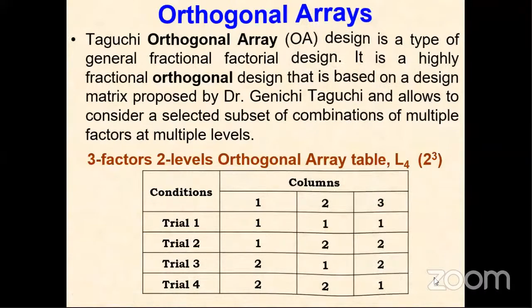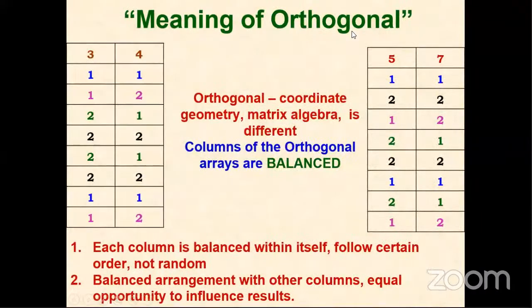Nothing more than that. The meaning of orthogonal in coordinate geometry and matrix algebra is different. Here, the columns of the orthogonal arrays are balanced. Each column is balanced in itself.